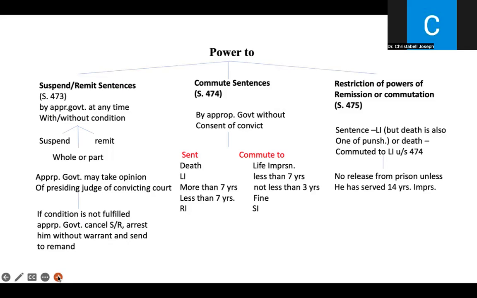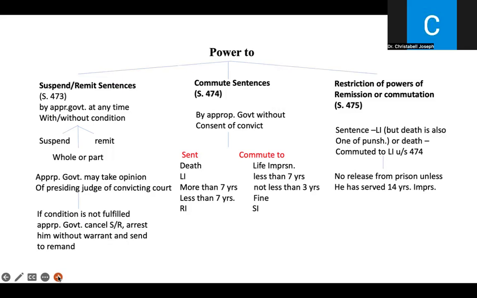One, a sentence of death can be commuted to life imprisonment. A sentence of imprisonment for life can be commuted to imprisonment for a term not less than 7 years. Thirdly, a sentence of imprisonment for 7 years or more can be commuted to imprisonment for a term not less than 3 years. And lastly, a sentence of imprisonment for less than 7 years can be commuted to fine. And the last one is a sentence of rigorous imprisonment can be commuted to simple imprisonment.